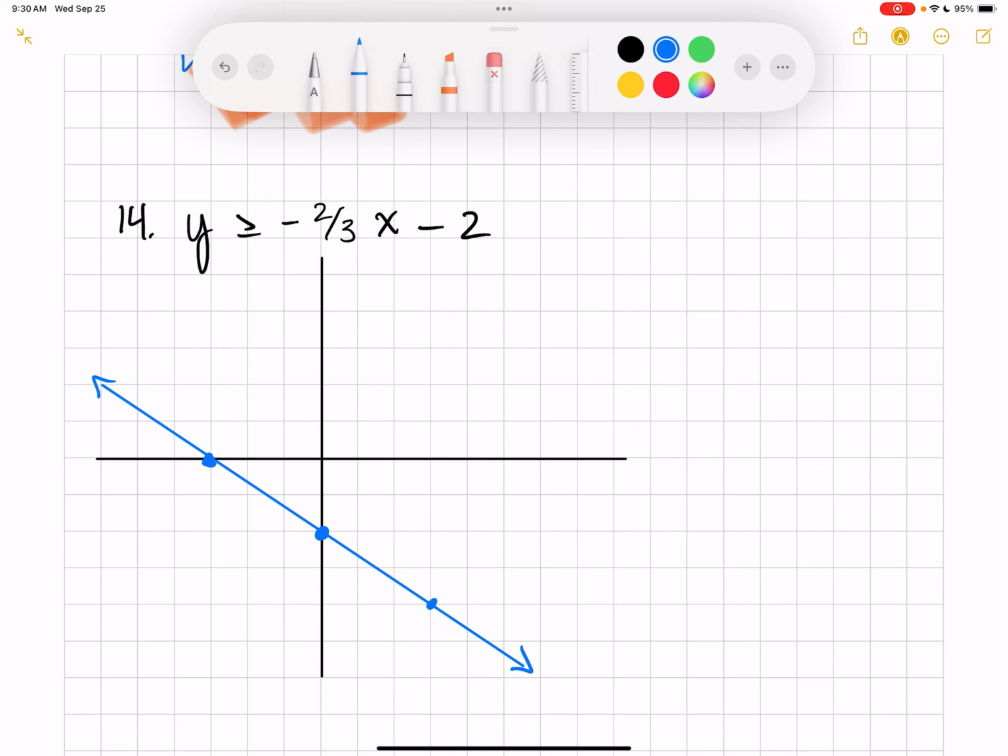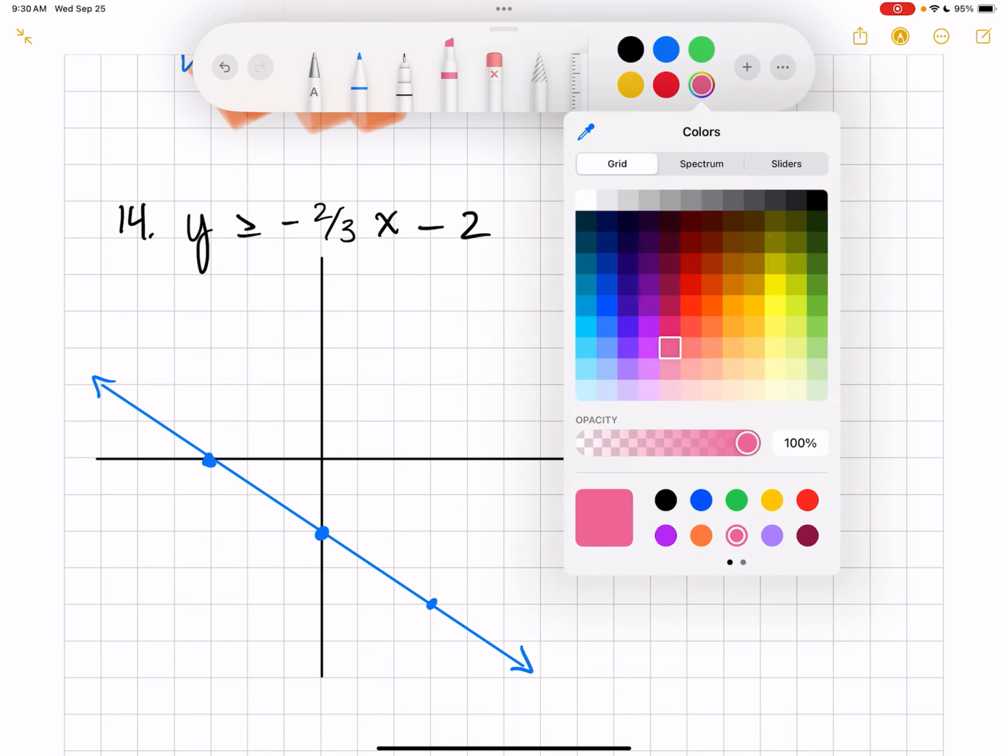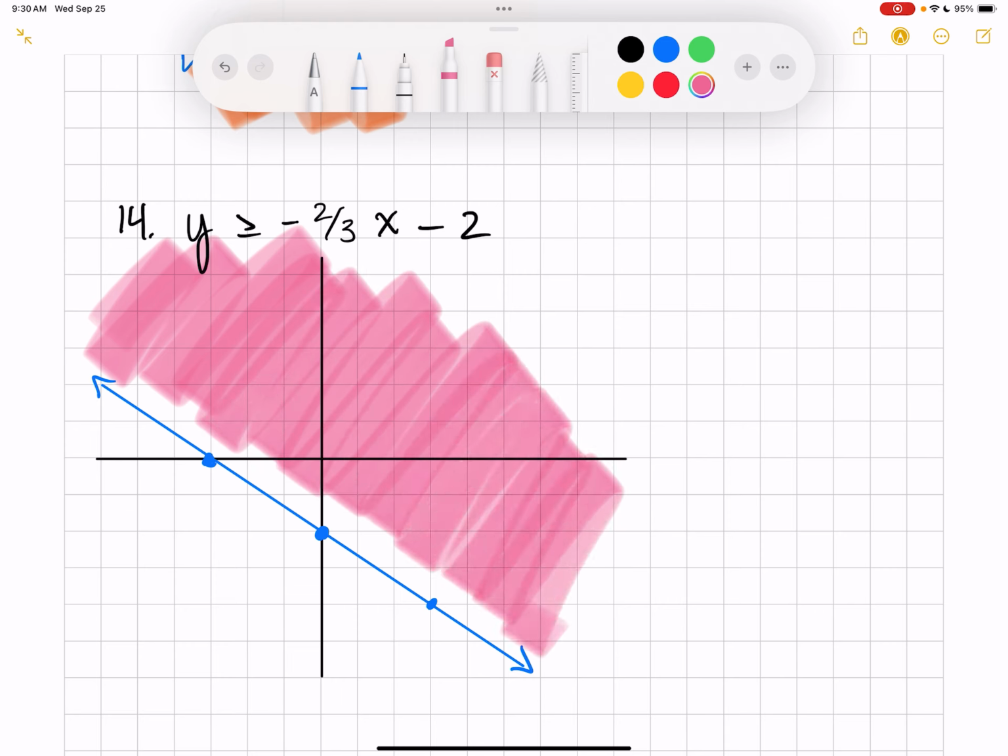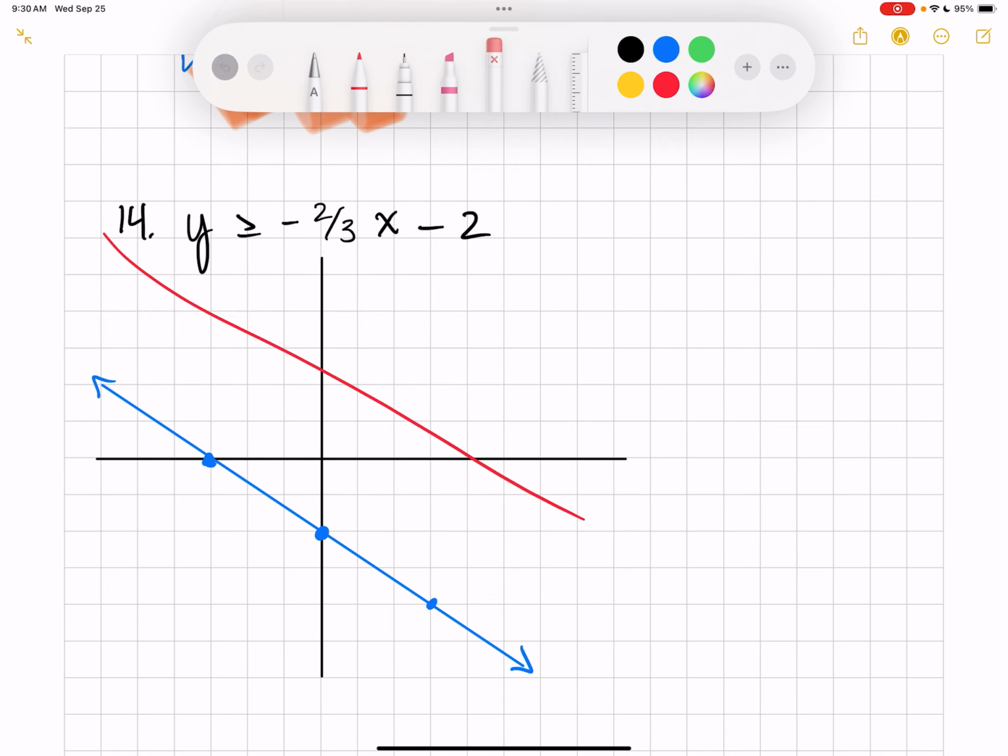Alright, which way do I shade this one? Oh, Y is greater than, so it's going to be up here. Also, if you use a marker and you happen to shade the wrong way and you realize you've shaded the wrong way, you can just make a note, like "shade down here or something," just label it so you don't have to completely come back.